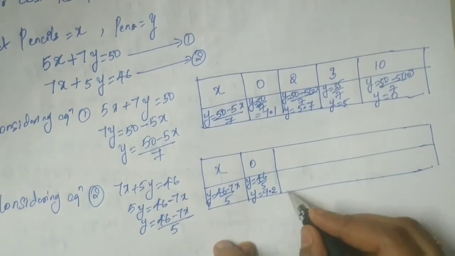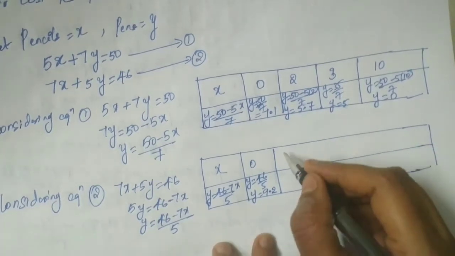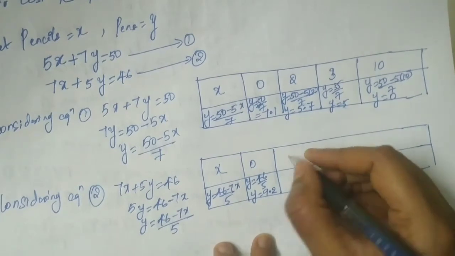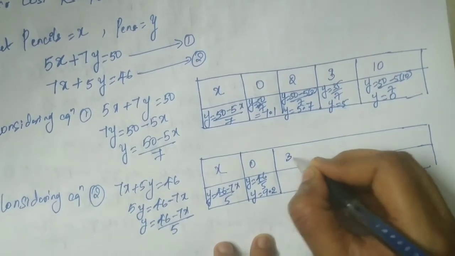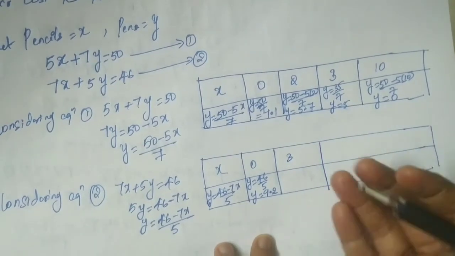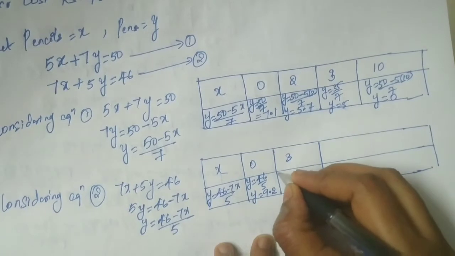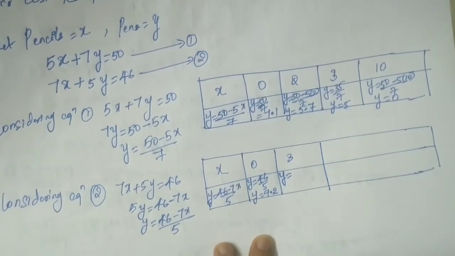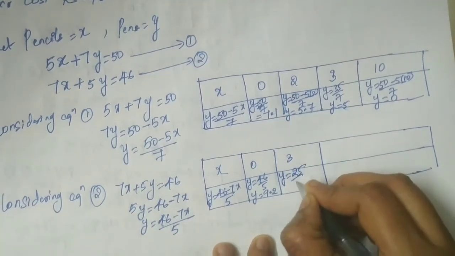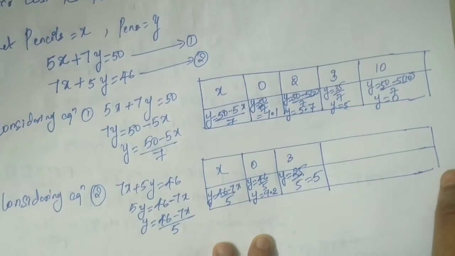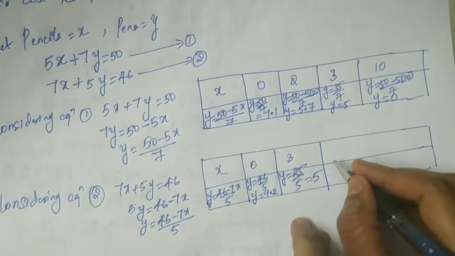Okay. So let me take x equal to any value. It is not specifically any value, I can choose. x is 3. By taking x = 3, you can see there is (46 minus 7 into 3) divided by 5. Right? So we get 25 by 5, which is nothing but 5. So we got 5.